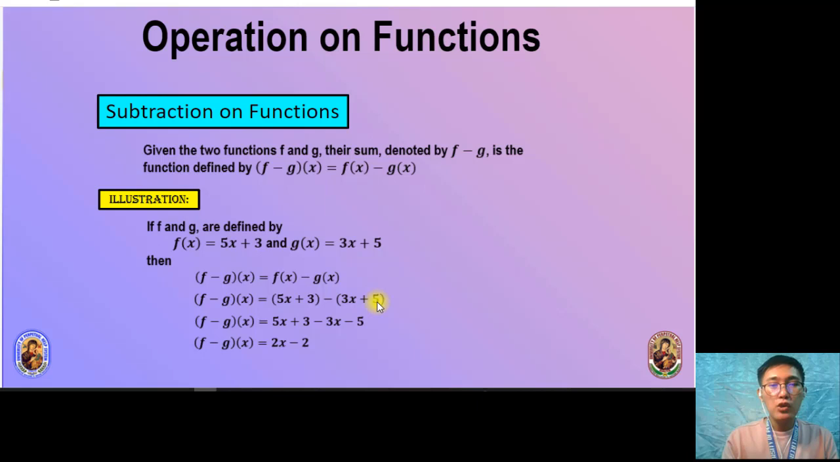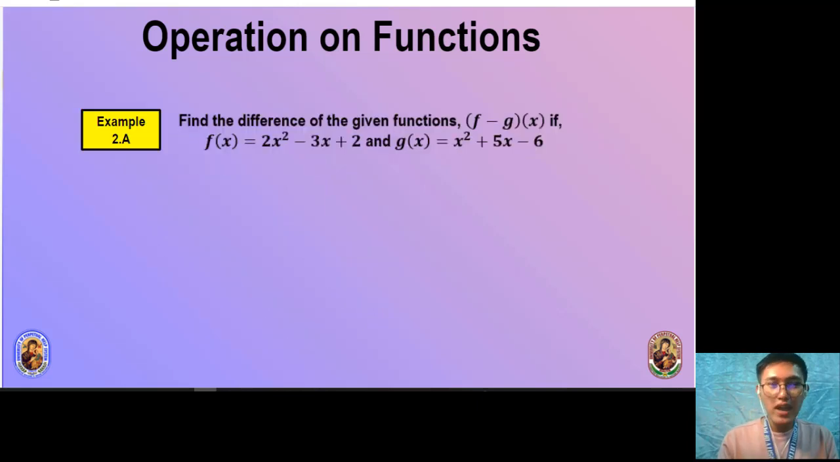And in this part, we have to distribute the negative symbol inside the parentheses. That would be negative times 3x is negative 3x, and negative times positive 5 is negative 5. Then combine like terms. We'll have 5x minus 3x is positive 2x, and positive 3 minus 5 is negative 2. This will be our final answer, and this is only the illustration. Now let's proceed to a true example.